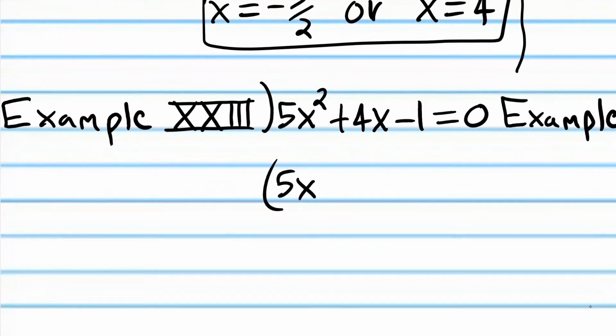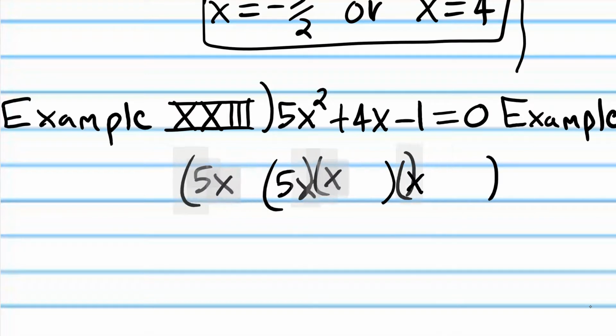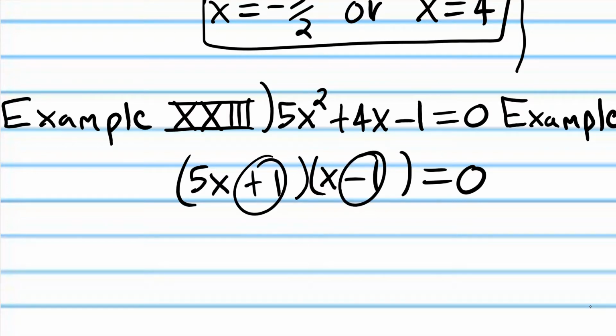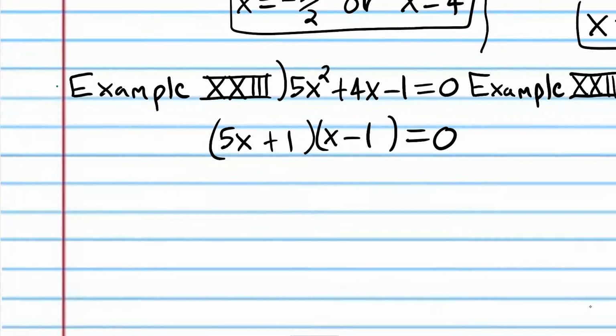So it's going to be 5x times x for the first part, and what two numbers multiply to negative 1? Well, there's only one option. It's positive 1 and negative 1. But we don't know if the negative goes here and the positive goes here, or if the positive goes here and the negative goes here. We don't know. So we're going to have to test it with foiling.